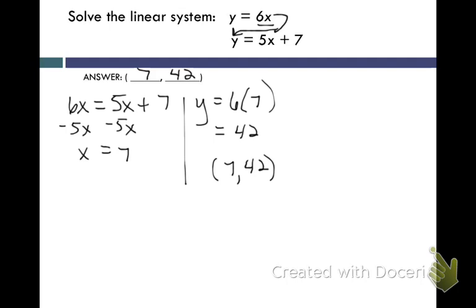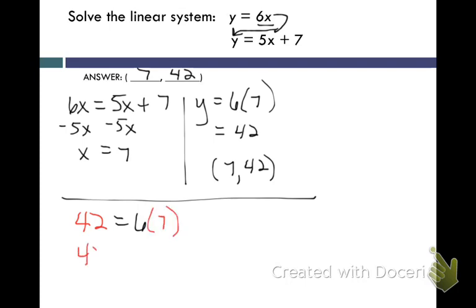Now, when you are solving a system, you can always check your answer. So you just go back to the original equations and you plug in your values for x and y. So I'll do that in red. I'm going to plug in 42 for y into my first equation, and hopefully that will equal 6 times my x value. Well, you can see that this is true, that 42 does equal 42. So my solution checks in my first equation.